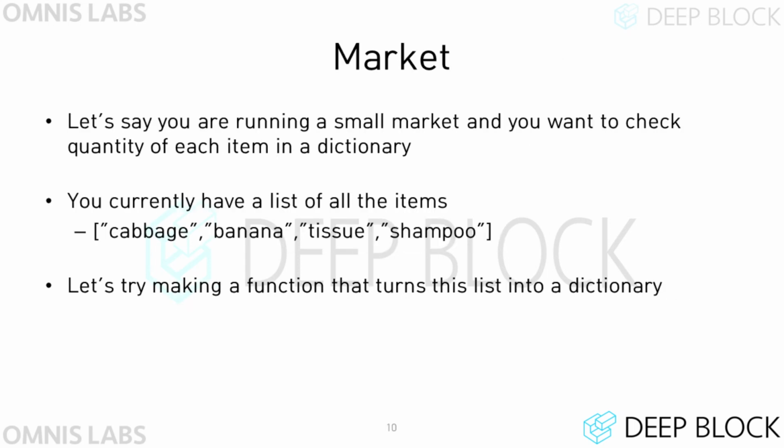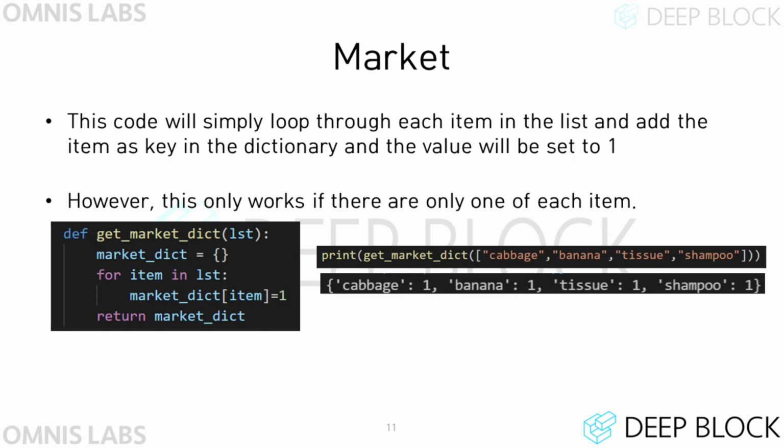Let's assume you run a small market. If you want to store each product and its inventory in a dictionary, how can you make a given list into a dictionary? For example, we could implement a function called getMarketDict like this. In this function, after receiving the inventory list, set the key value as a string in the list, and initialize all the inventory value to 1.